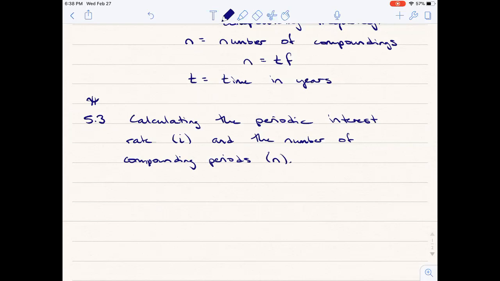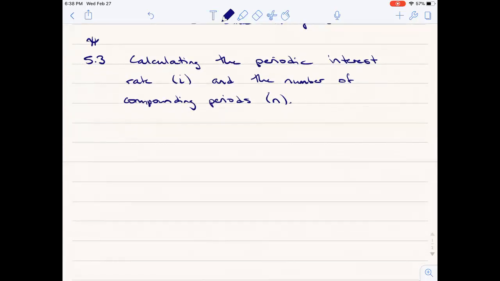Okay. So just like before, we're just going to keep going and solving for each of these components in our formula, right? Slice it and dice it so that we're comfortable solving for anything in this equation. So we'll start with solving for i.